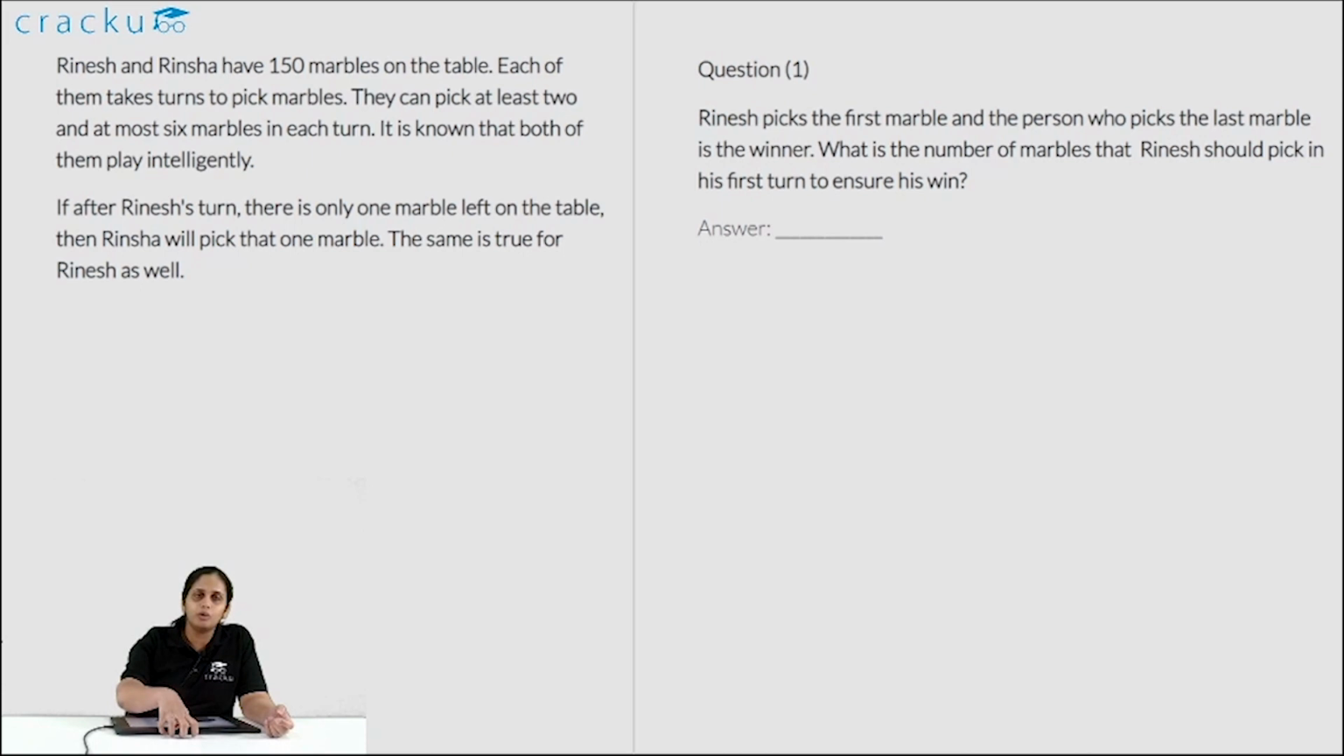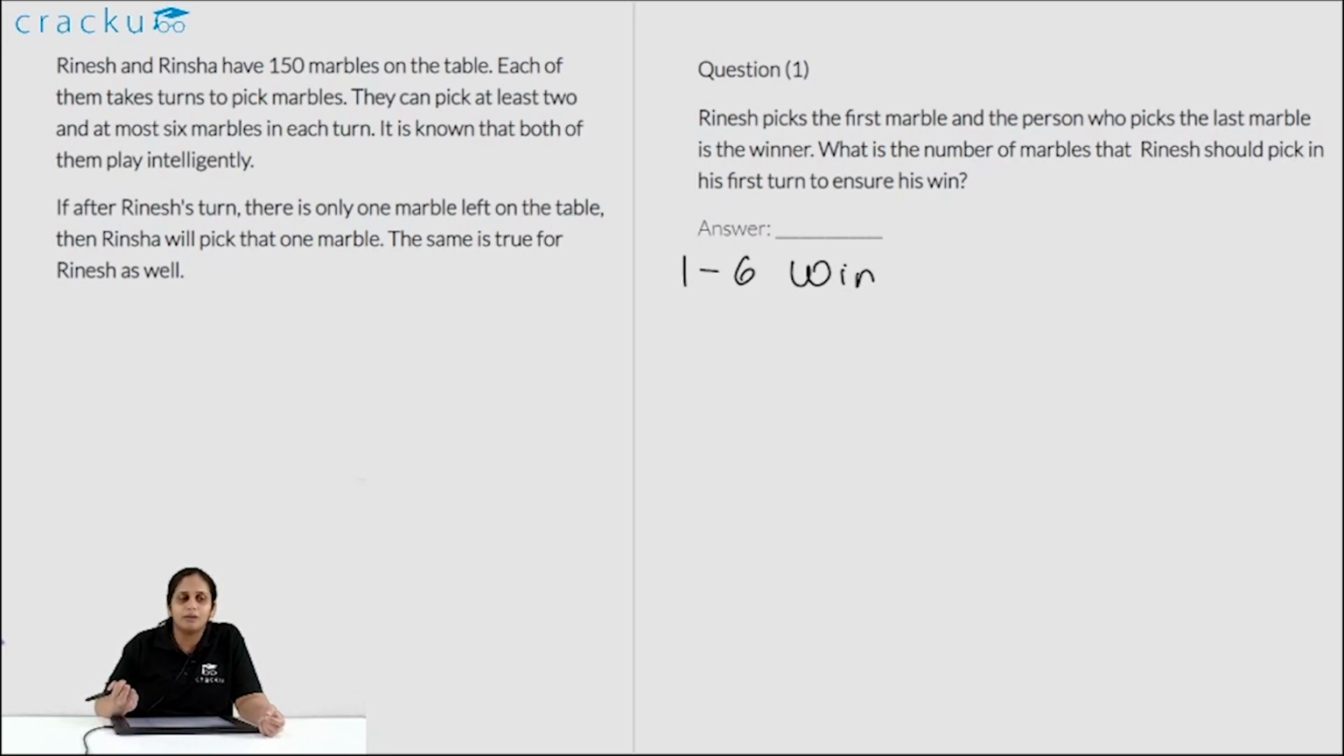Similarly, if there are 2 on the table, you'd pick both of them and you'd still be the winner. If there is anything from 1 to 6, you'd pick up all those marbles, and because you are the last person to pick up the marbles, you'd be the winner. So 1 to 6 is a winning position. Now suppose you have 7 marbles, okay.